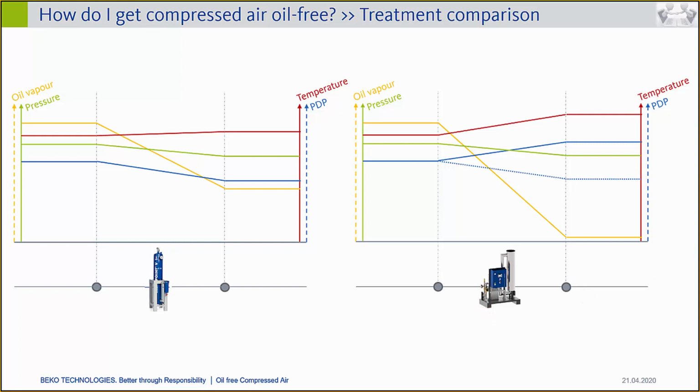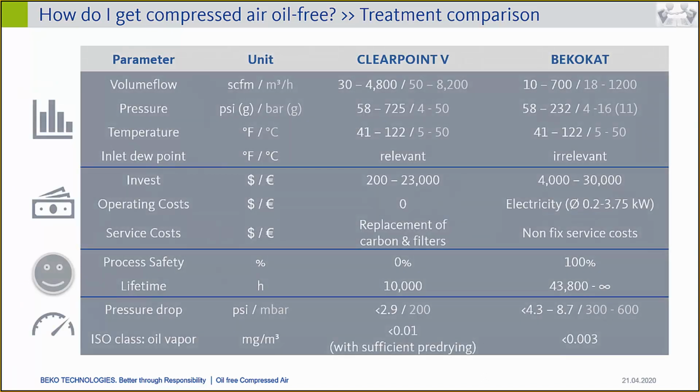All right, so that is the comparison of the processes in terms of the parameters. On the next slide, I would like to show you a table with a few more numbers. These numbers focus on different topics. For example, the performance area, where you can figure out the possible volume flow, the pressure and temperature. And you can easily see, for example, that the clear point V is available for a higher volume flow than the BEKO, which does not mean that's the end of the story.